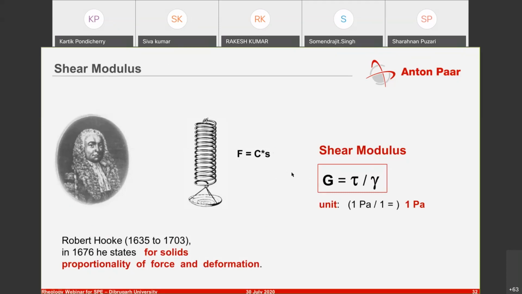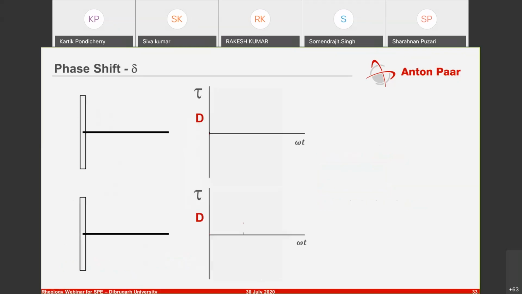The same can be applied for materials, wherein you get the shear modulus G by dividing the stress over strain, shear stress over shear strain. And of course, this is only valid in the Hookean region.